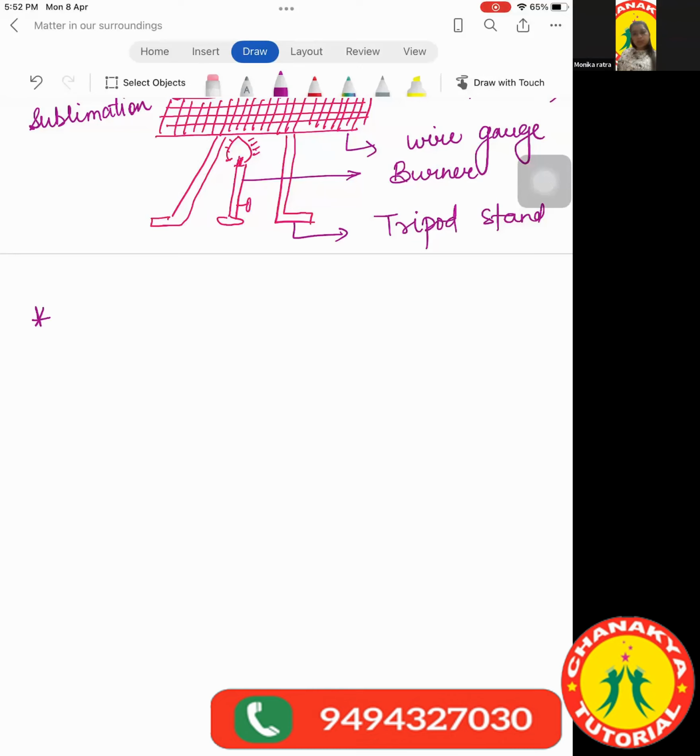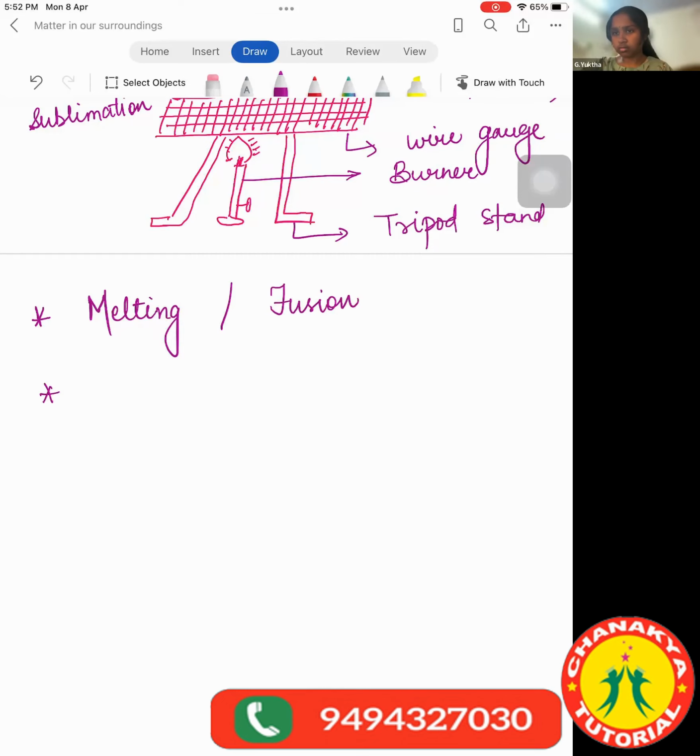Melting means that it melts. Fine. Akshara, do you know what we call the other name of condensation? Do you know? Akshara? Can anyone tell me? Ma'am, it is liquefaction. Yes. So, melting is also known as fusion.